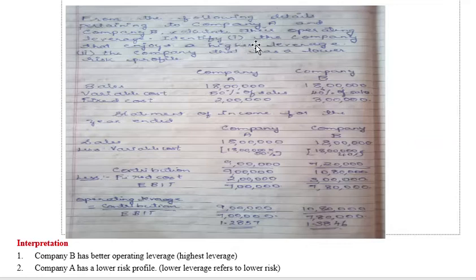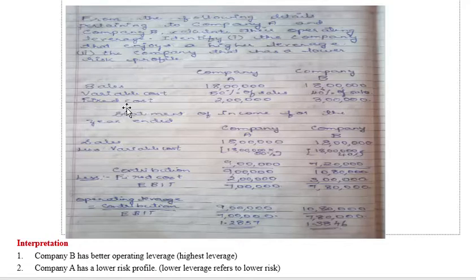Okay, so for that you have to calculate the operating leverage. Now there are two companies' information given. Sales of company A 18 lakh, company B also 18 lakh. Variable cost 50% of the sales, here company B 40% of the sales. Fixed cost 2 lakh, here company B 3 lakh. Okay, so now we will go to the solution.